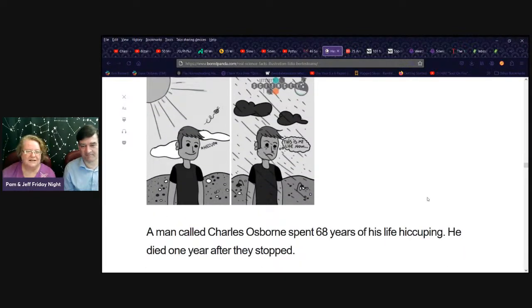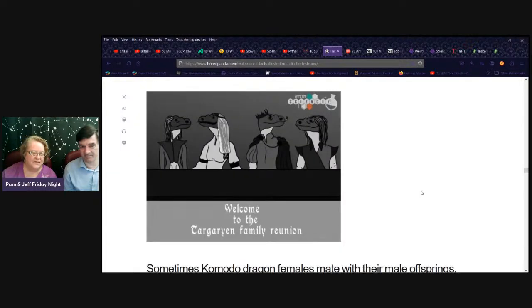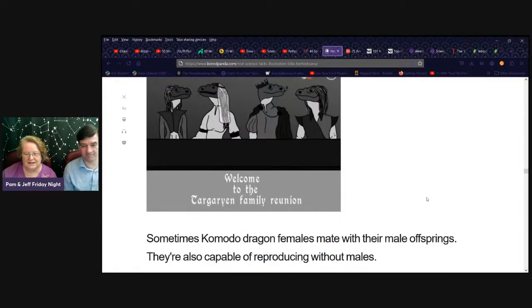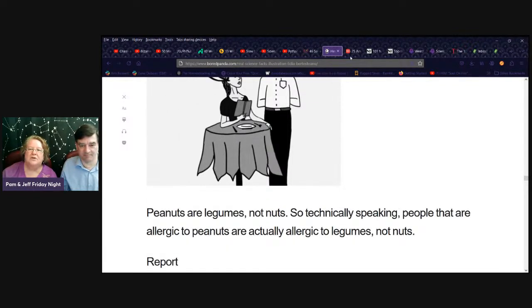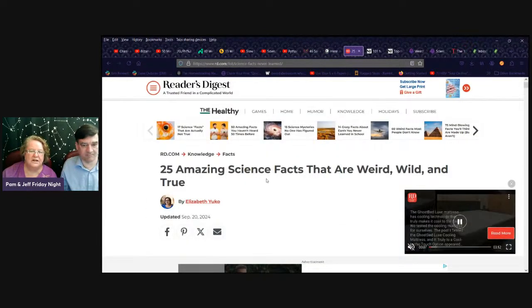Oh, this poor guy. Charles Osborne spent 68 years of his life hiccuping. He died 1 year after they stopped. Crazy. Komodo dragon, I guess that's the same one. Well, no, they say they mate with their male offspring. They're also capable of reproducing without males. All right, there's just a few more of those. Let me go ahead and see what's over here.